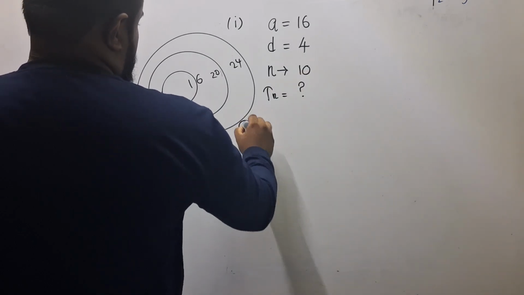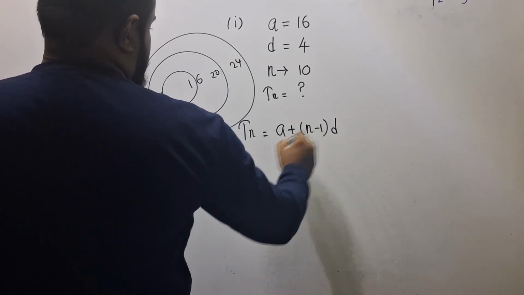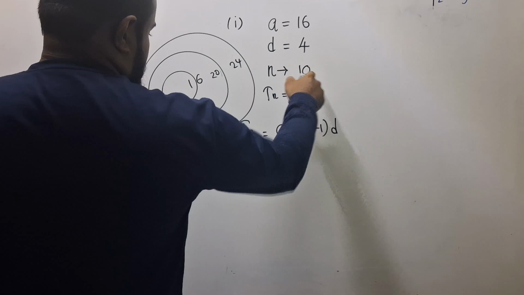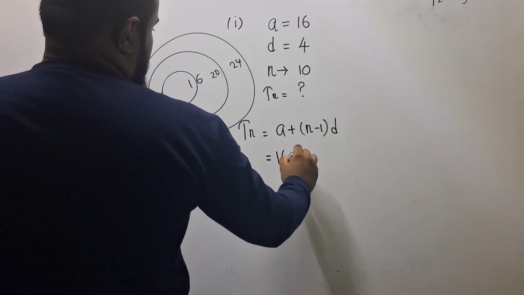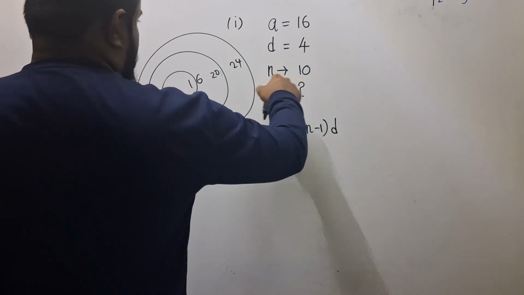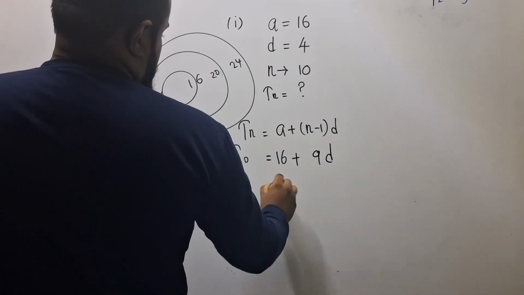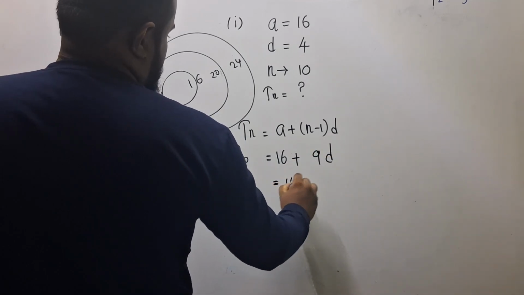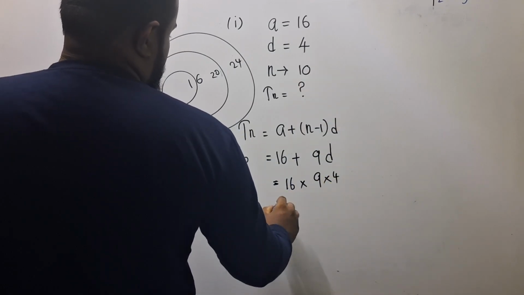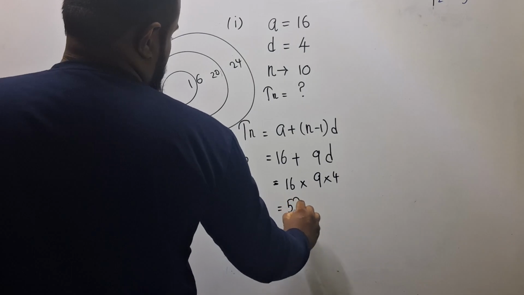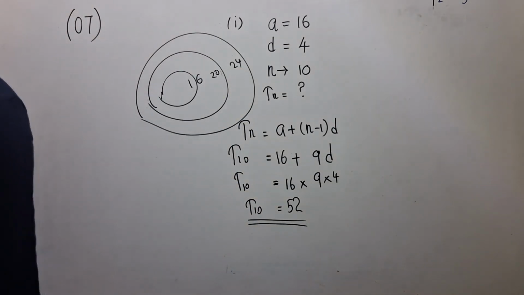So what is our equation? Tn equals a plus n minus 1 times d. N is 10, so T10 equals a, which is 16, plus n minus 1, which is 10 minus 1, is 9d. 9 times d, which is 4, gives 36. 36 plus 16 is 52. In the 10th frame there are 52 bulbs.